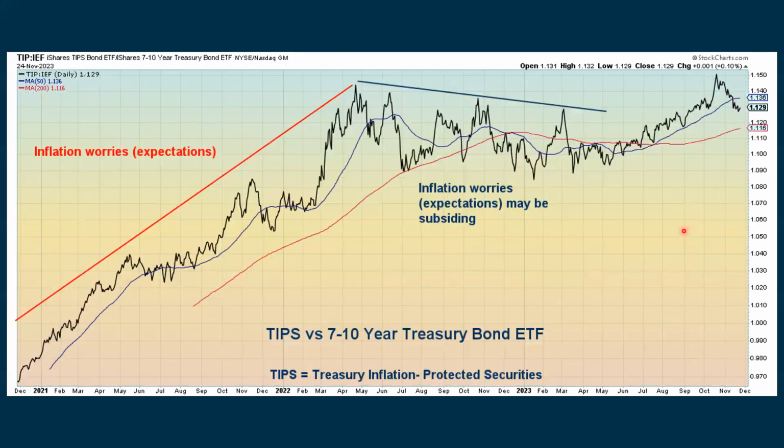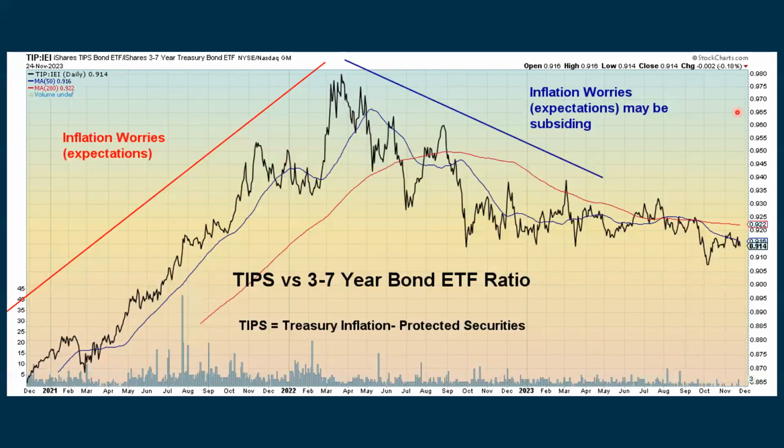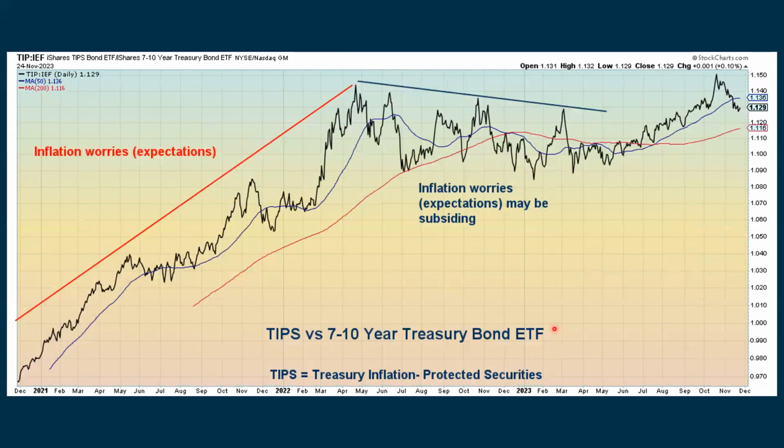I have another chart here. This looks further out where we're seeing this going up. So that's a little bit of a discrepancy. But lately, over the last month or so, this ratio has started to come back down. So in the first one, we look at TIPS to 3 to 7 year bonds, and that's declining. Then we look at TIPS to 7 to 10 year bonds, and that had been going up because there were some inflation concerns, and that was putting pressure on stocks.